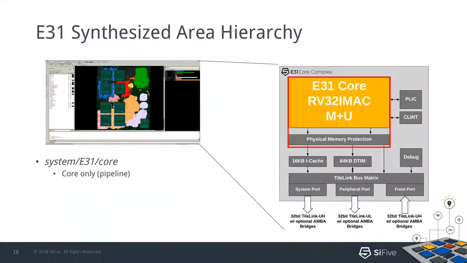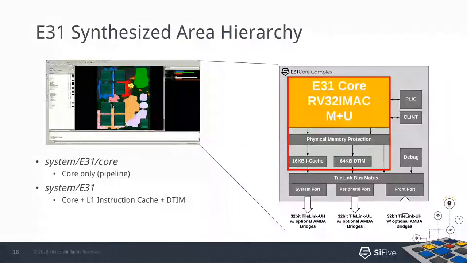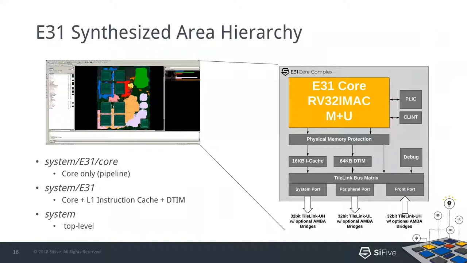Starting at the most basic level, the system E31 core gives you the logic only area information for the core pipeline. I've highlighted that here with the red box. If you look at the system E31 hierarchy, this gives you the core plus the level one memory instances. And finally, if you just look at the system hierarchy, this gives you the top level area information, and this would include everything in the core complex, or the gray box in the diagram. Hopefully this information is useful when performing comparisons against other cores, for example.